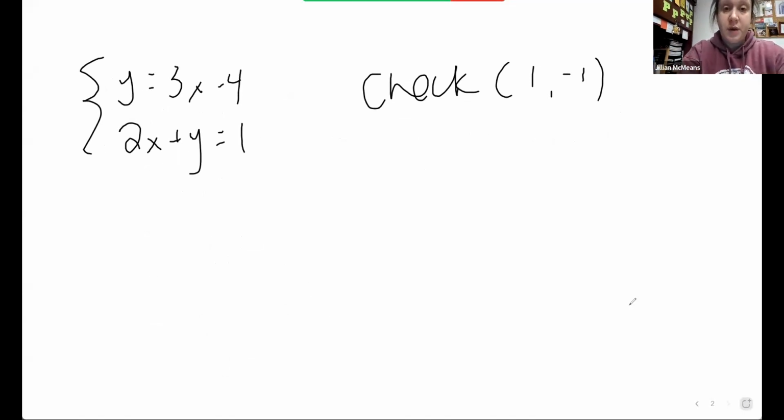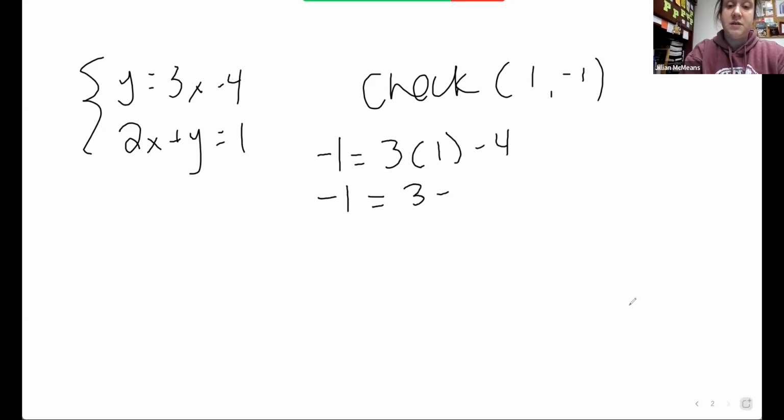So if we look at the first equation, we would get negative 1 equals 3 times positive 1 minus 4. So I get negative 1 equals 3 minus 4. Well, 3 minus 4 is negative 1. So everything works for the first equation.